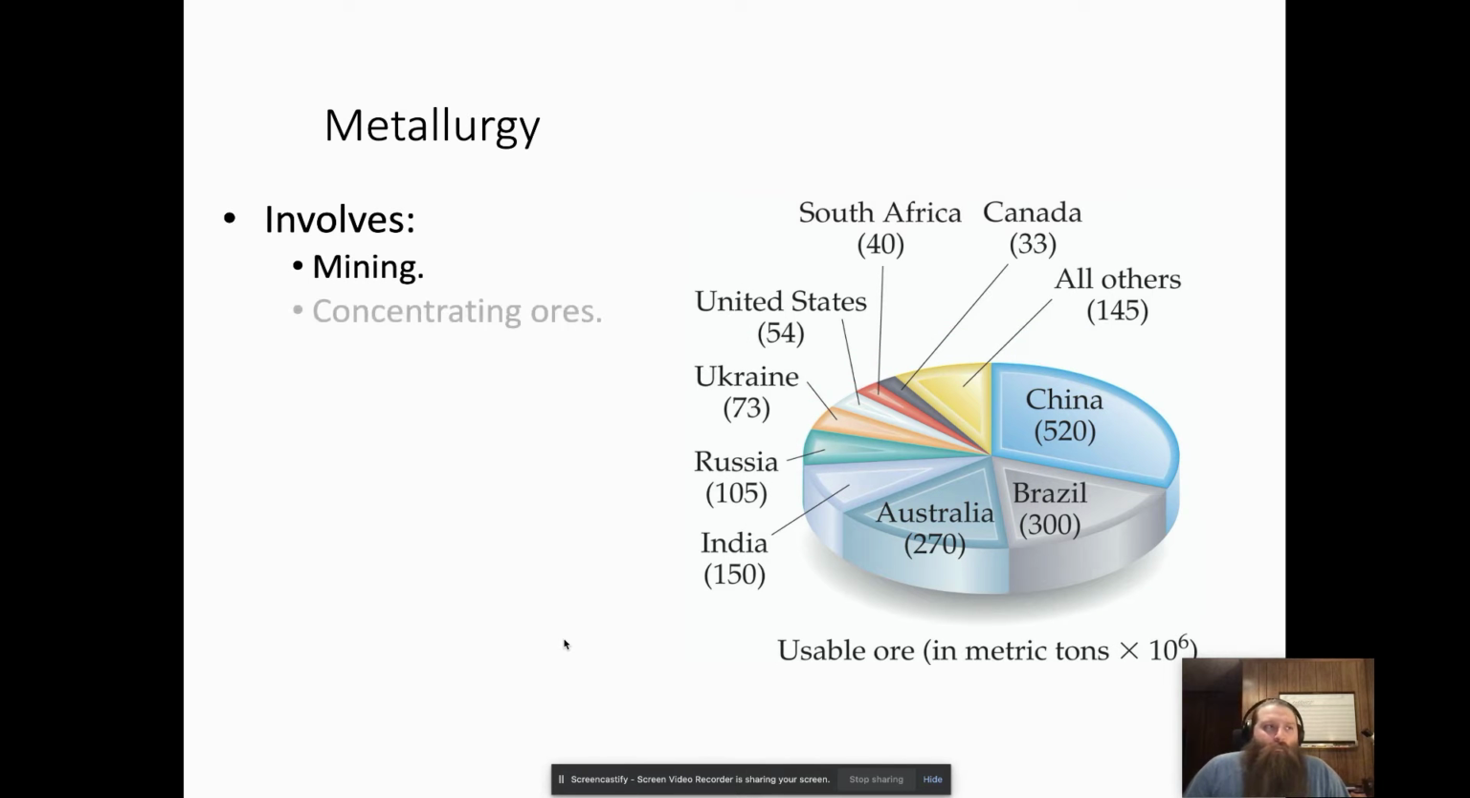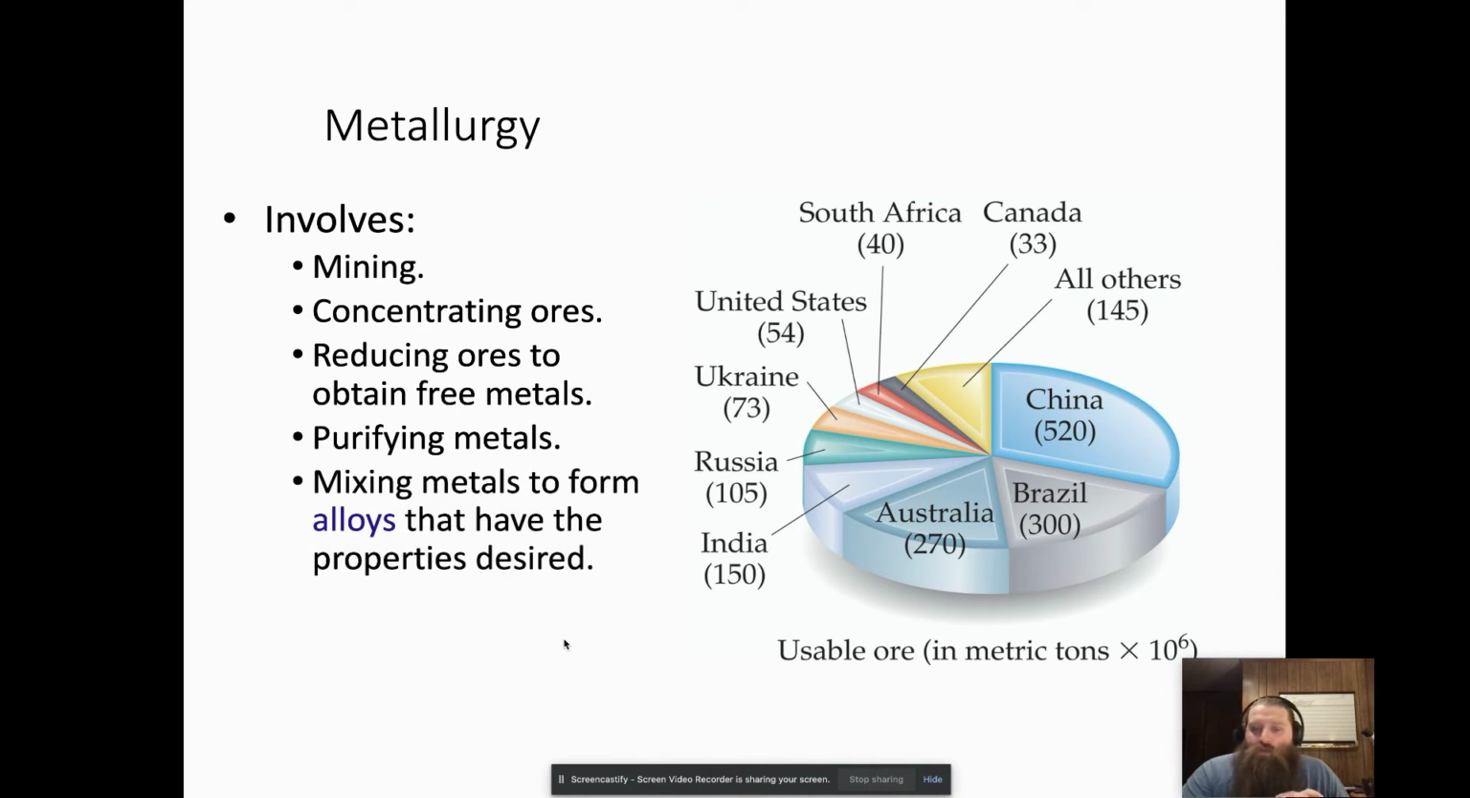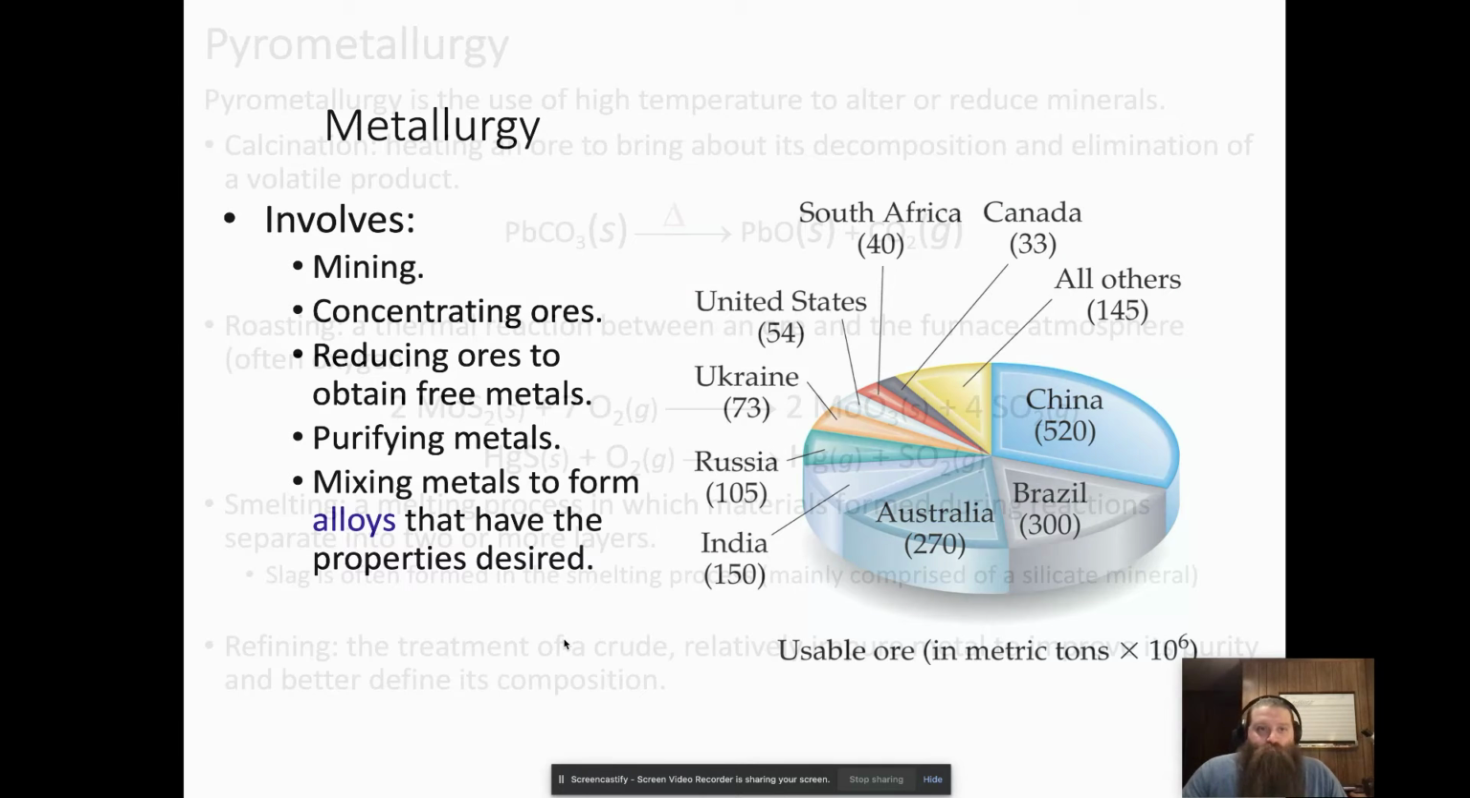Now, when we talk about metallurgy, okay, we're talking about mining. We're talking about concentrating our ores, okay? We're talking about reducing those ores to get the free metals and purifying them. And then finally, we're talking about making alloys because metals are useful. Iron's great, all right, but steel's better. You're not going to find steel lying around on the ground, though. You've got to make it. So a lot of times we purify these metals and then we finally get a product that we can work with, and we add some other compound or some other element to it in order to make sure that it has the final properties that we want.